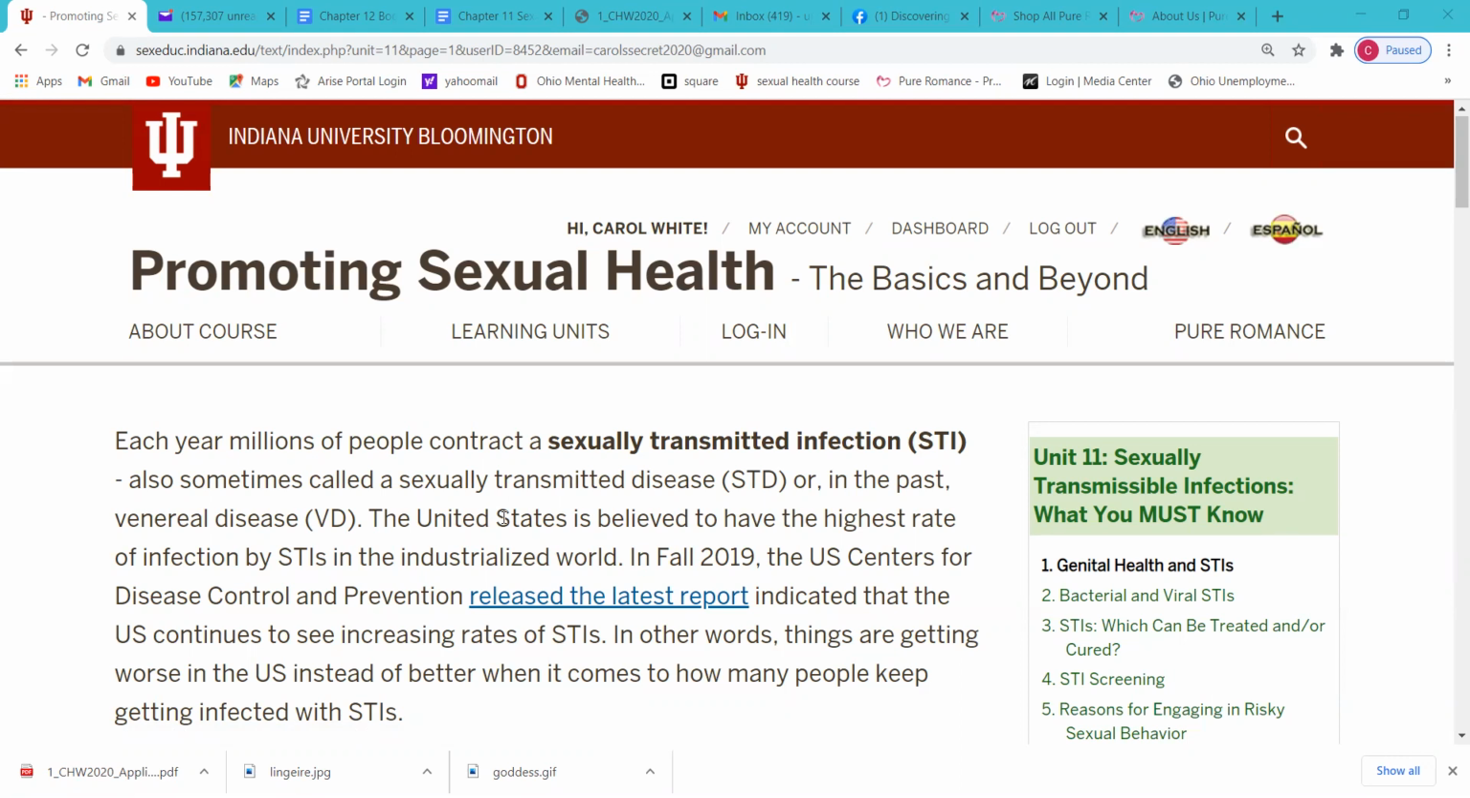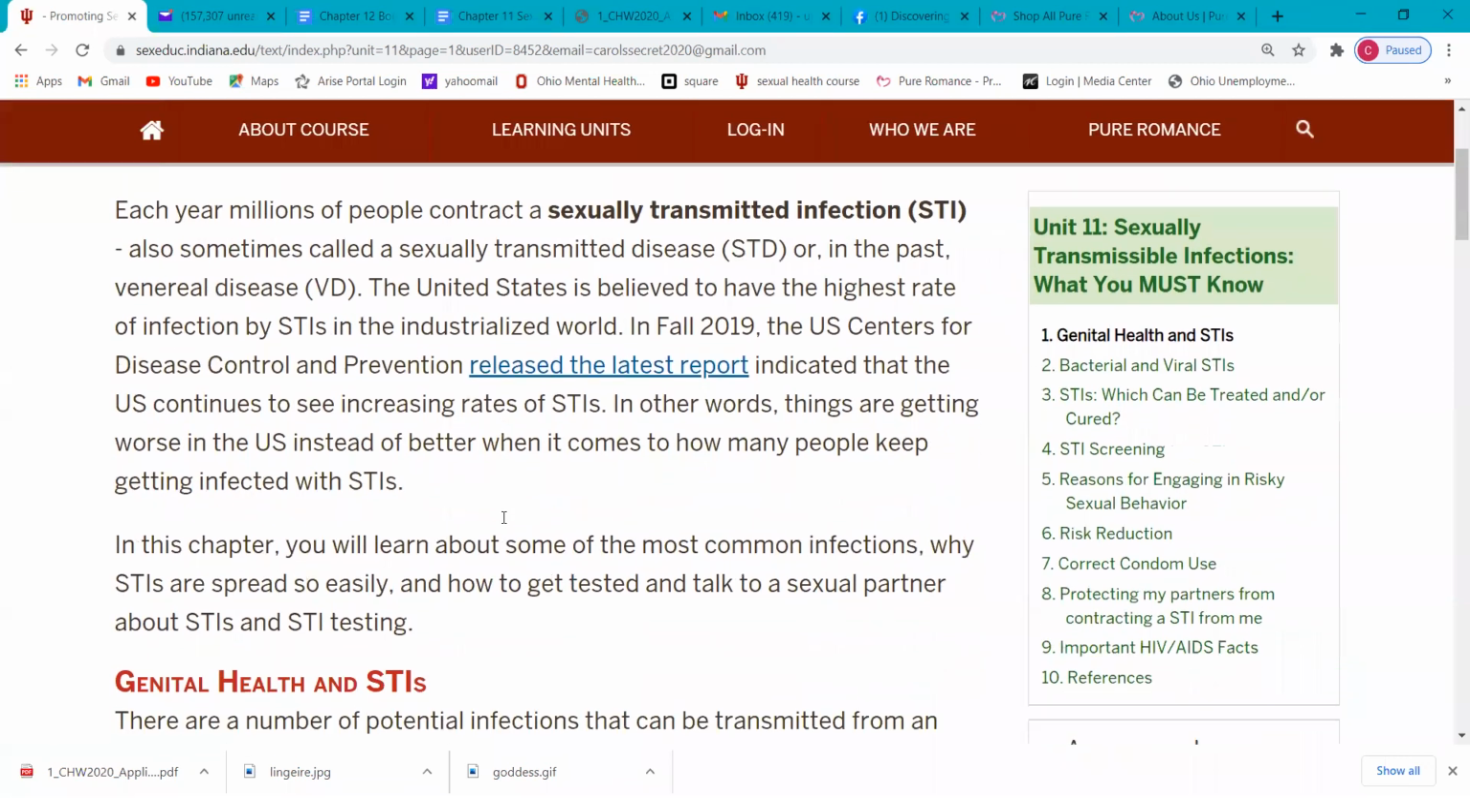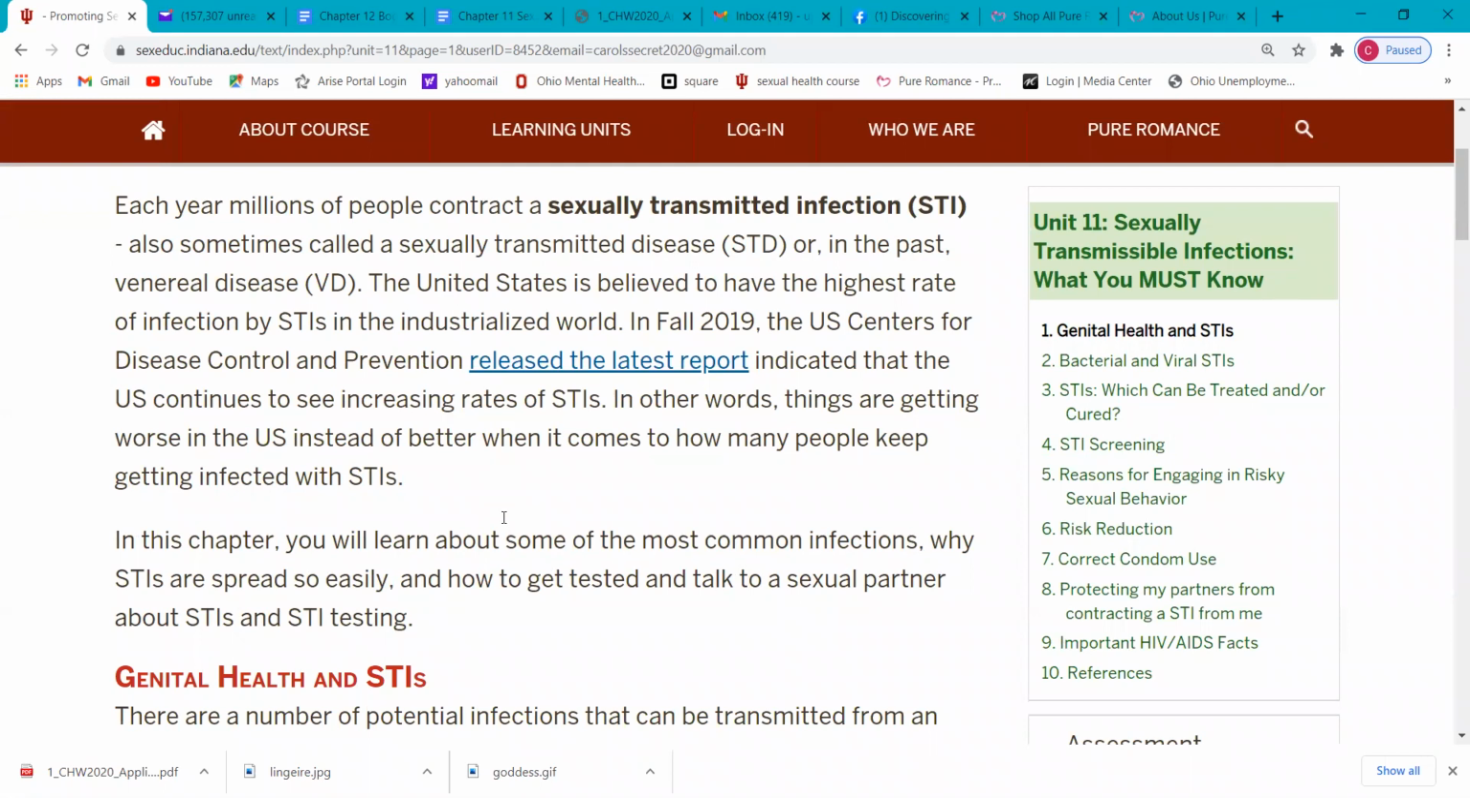So each year, millions of people contract a sexually transmitted infection, also sometimes called a sexually transmitted disease, so STI or STD. Or in the past, it was referred to as venereal disease, VD. The United States is believed to have the highest rate of infection by STIs in the industrialized world.